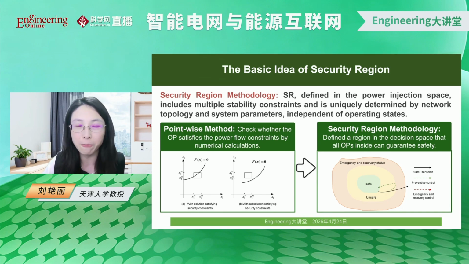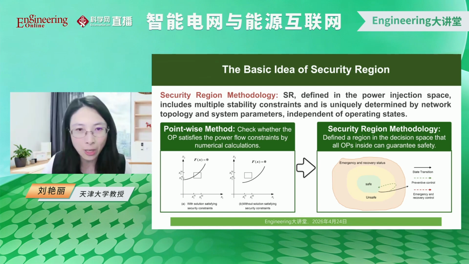That means we always check whether the operation points satisfy the power flow constraints by numerical calculation. So we just take a further stability, for example. So what is the security region methodology? Compared with the point-wise method, security region methodology is defined in power injection space, includes multiple stable constraints, and is uniquely determined by network topology and system parameters, independent of operating states.